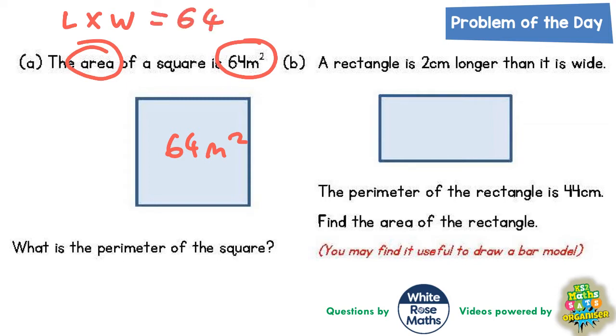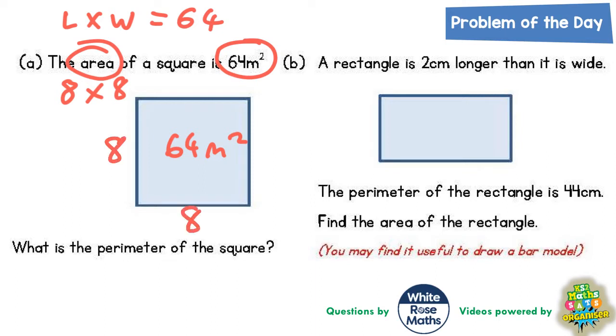But in a square, the length and the width are the same. So we need two numbers which are the same number times together to make 64. And those of you who know your times tables will know that it's 8 times 8 is 64. Therefore, it must be 8 by 8. It must be an 8 by 8 square.